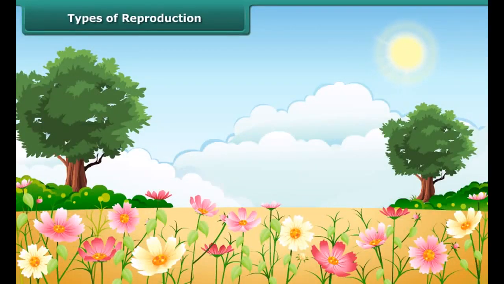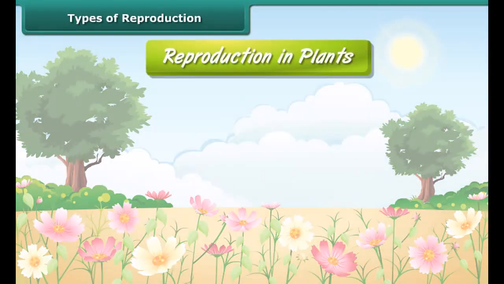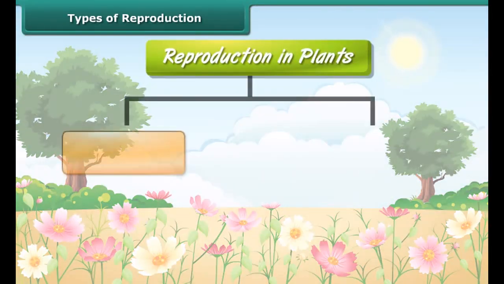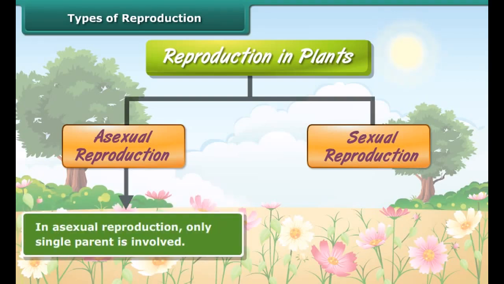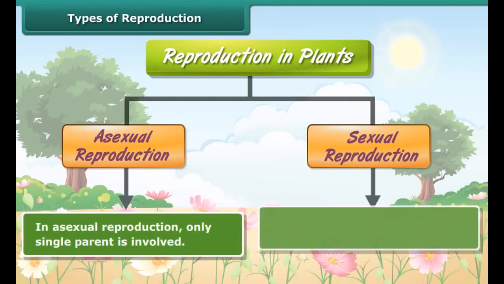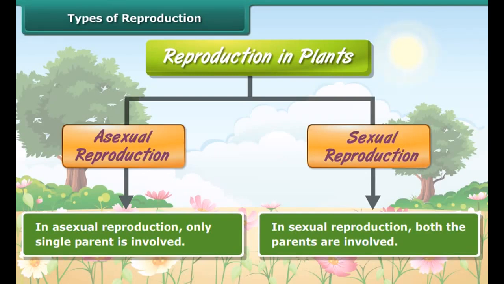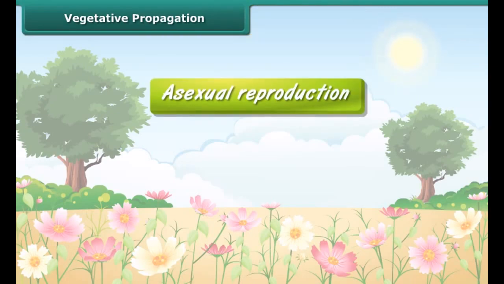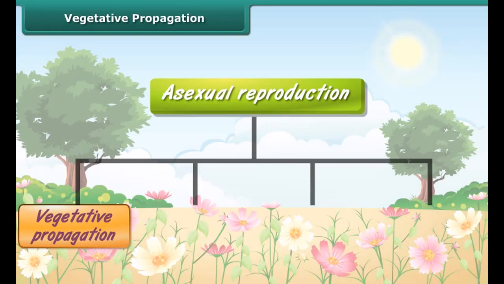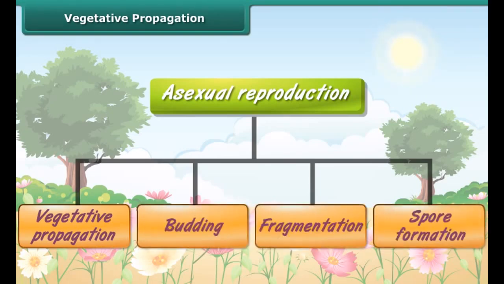Types of reproduction. Reproduction in plants can be achieved through two ways, namely asexual reproduction and sexual reproduction. In asexual reproduction, only single parent is involved, whereas in sexual reproduction, both the parents are involved. Let's study about them in detail. Vegetative propagation. Different methods of asexual reproduction are vegetative propagation, budding, fragmentation, and spore formation. Let's discuss about them in detail one by one.